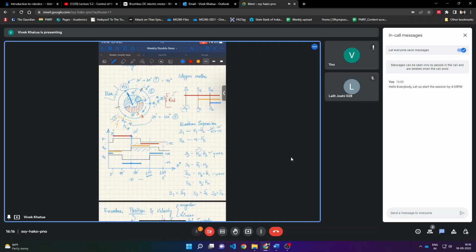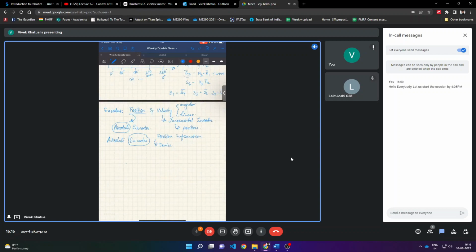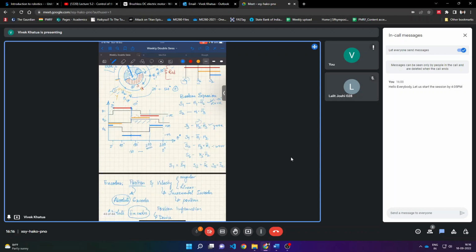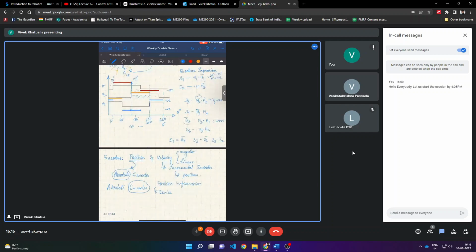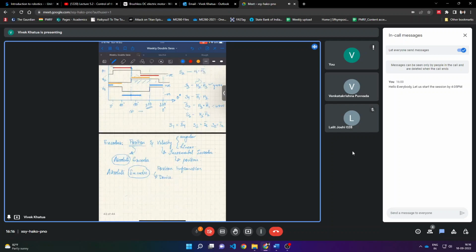The moment I actuate my red coil, I know this rotor is going to come to H1 and stop if I give a flat pulse in the red coil, right? So from that I know that my motor is at absolutely 30 plus 90, there will be 120 degrees, right? So at 120 degrees I'll know exactly.